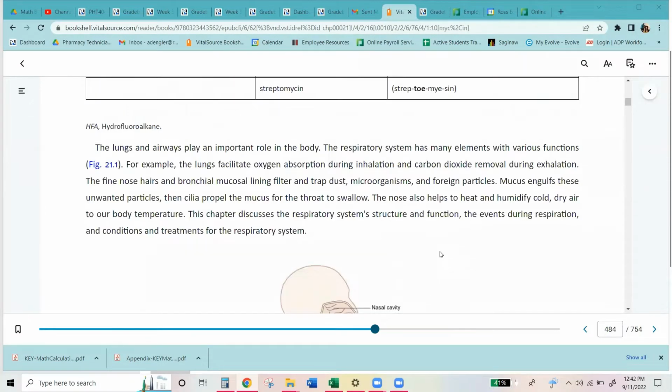So the lungs and airways play an important role in the body. The respiratory system has many elements with various functions. For example, they facilitate oxygen absorption during inhalation and carbon dioxide removal during exhalation. The fine nose hairs and bronchial mucosal lining filter and trap dust, microorganisms, and foreign particles. Mucus engulfs these unwanted particles, then cilia propel the mucus for the throat to swallow. The nose also helps to heat and humidify cold, dry air to our body temperature.